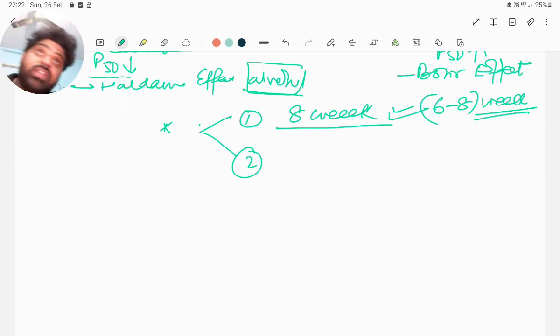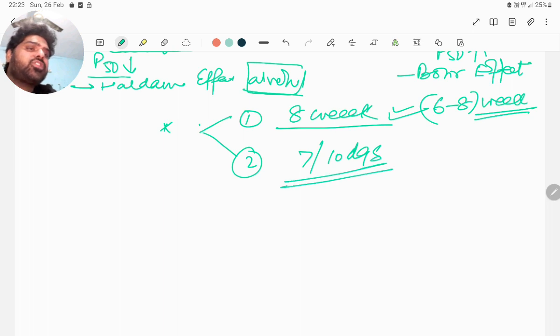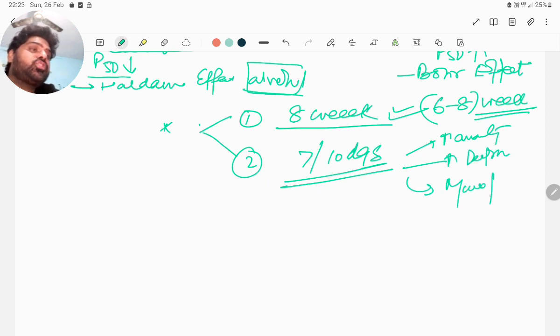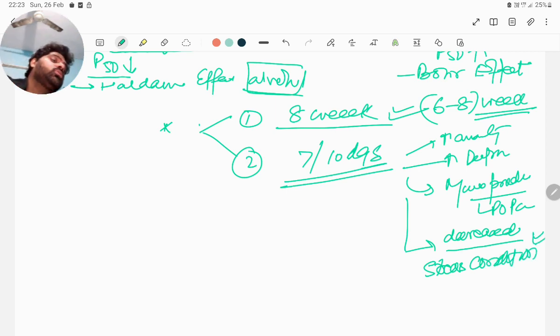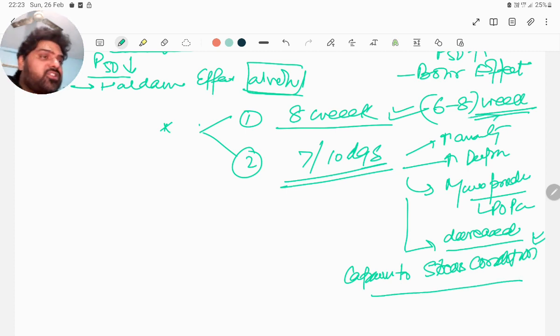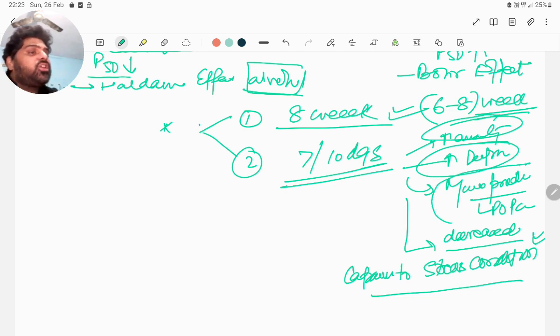Now there is a second thing, which is just contrary to this. If we stop cigarette smoking 7 to 10 days before the operation, then what happens? There is increased anxiety, increased chances of depression, increased mucus production, which can lead to increased post-op pulmonary complications, and also decreased capability of the patient to go through the stress condition. So these are the four things that happen: increased anxiety, increased depression, increased mucus production, and decreased capabilities to undergo the stress condition.